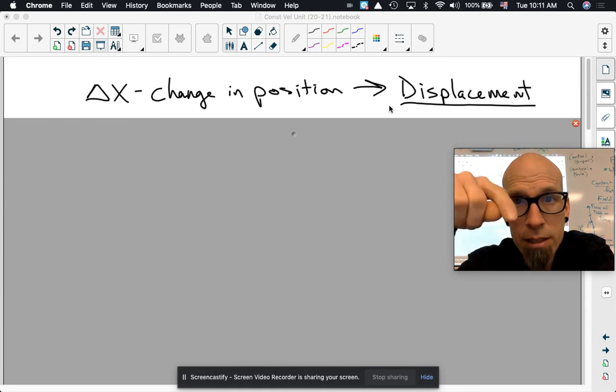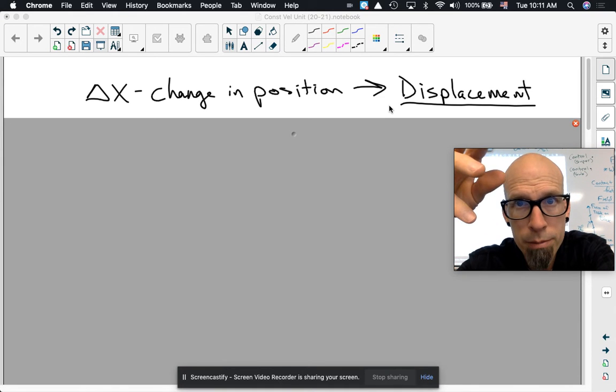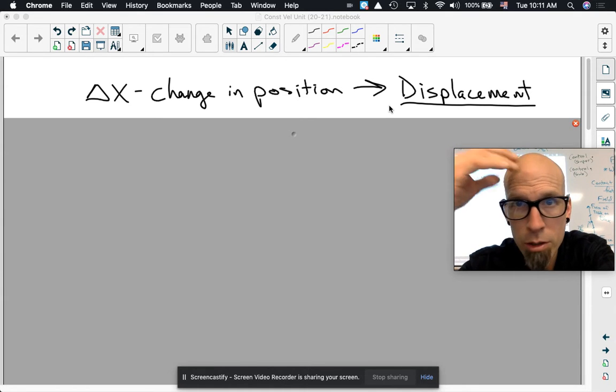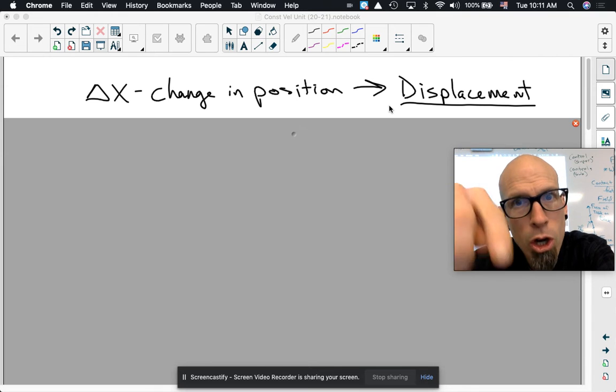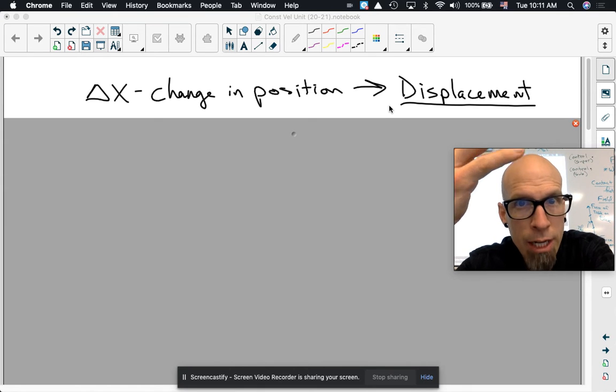So remember, delta x is the symbol we used. Change in position is what we call it. That's like direct translation. Delta means change. X is the position. So change in position. And that is called displacement. So if you were to write out a definition for displacement, I would actually call it the change in position.